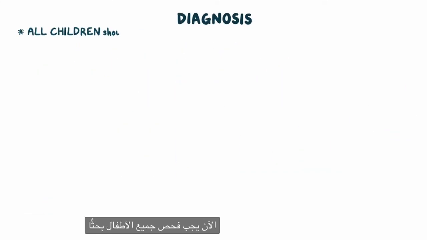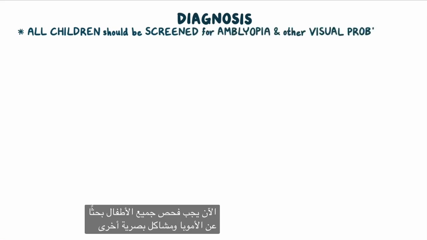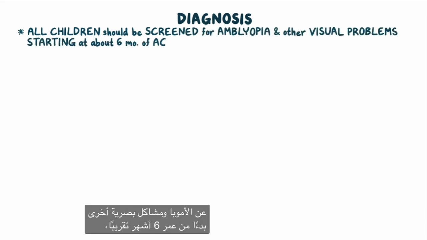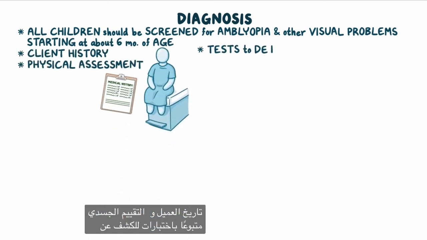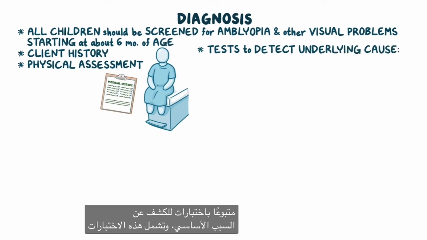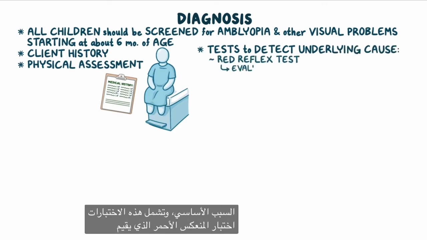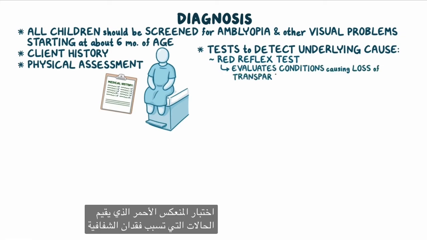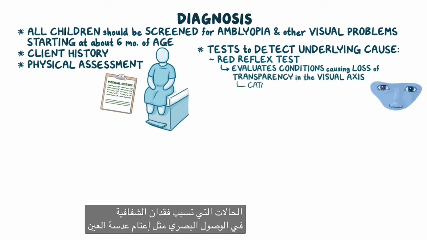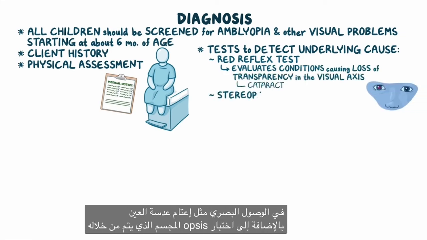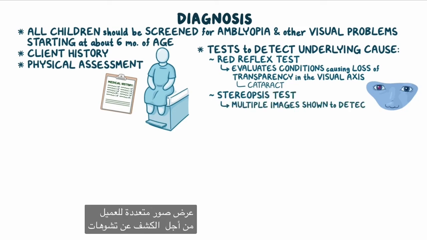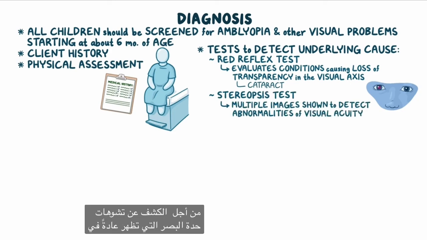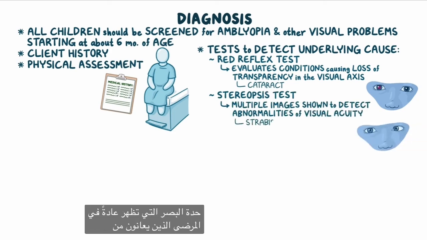Now, all children should be screened for amblyopia and other visual problems starting at about 6 months of age. The diagnosis of amblyopia starts with the client's history and physical assessment, followed by tests to detect the underlying cause. These tests include the red reflex test, which evaluates conditions causing loss of transparency in the visual axis, such as cataract, as well as the stereopsis test, during which multiple images are shown to the client in order to detect abnormalities of visual acuity, which is typically seen in clients with strabismus.